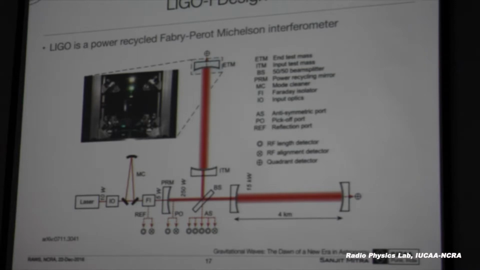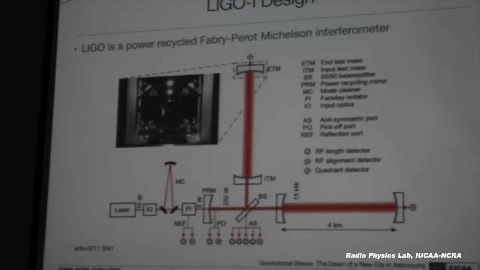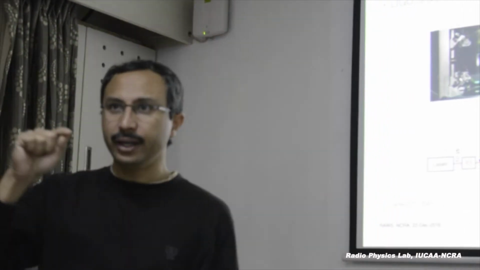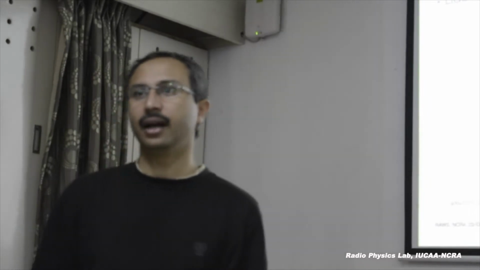How do we control when it reflects and when it goes through? No, it is always doing the same thing all the time. The power is built, and that is it. When gravitational waves come, they try to change the power, actually reduce the power. But then you don't allow that. The signal is proportional to delta L by L, so you want to increase L in order to get a larger delta L.